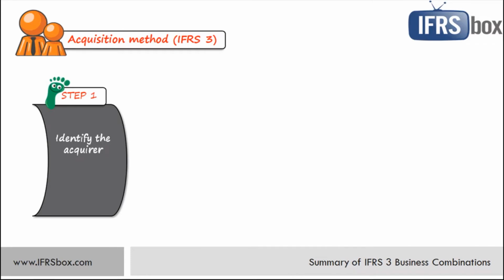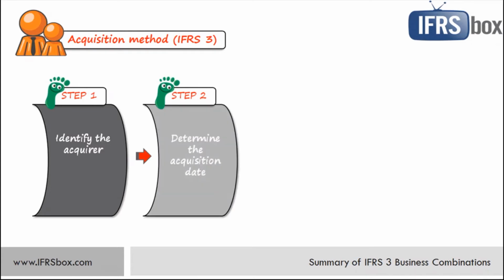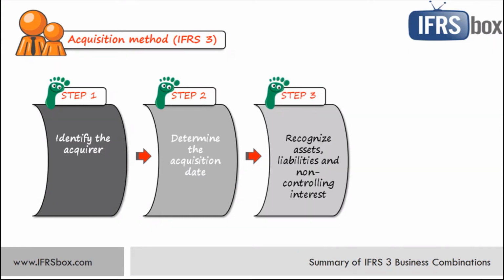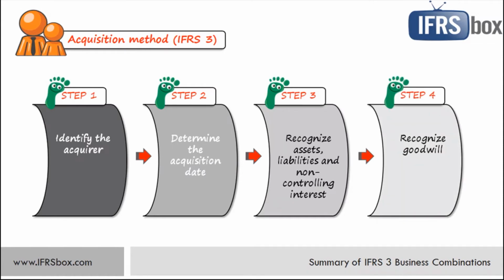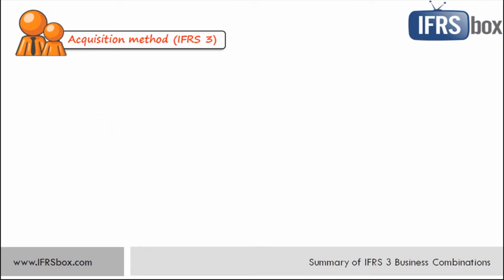Step number 2, determine the acquisition date. It's the date on which the parent acquires control over the subsidiary and starts applying the acquisition method. In most cases, it's the closing date, but it can be earlier or later. Step number 3, recognize and measure the identifiable assets acquired, the liabilities assumed, and any non-controlling interest in the acquiree. In step number 4, recognize and measure goodwill or a gain from a bargain purchase. Well, we'll spend a little more time on steps number 3 and number 4. Let's take a closer look at step number 3.